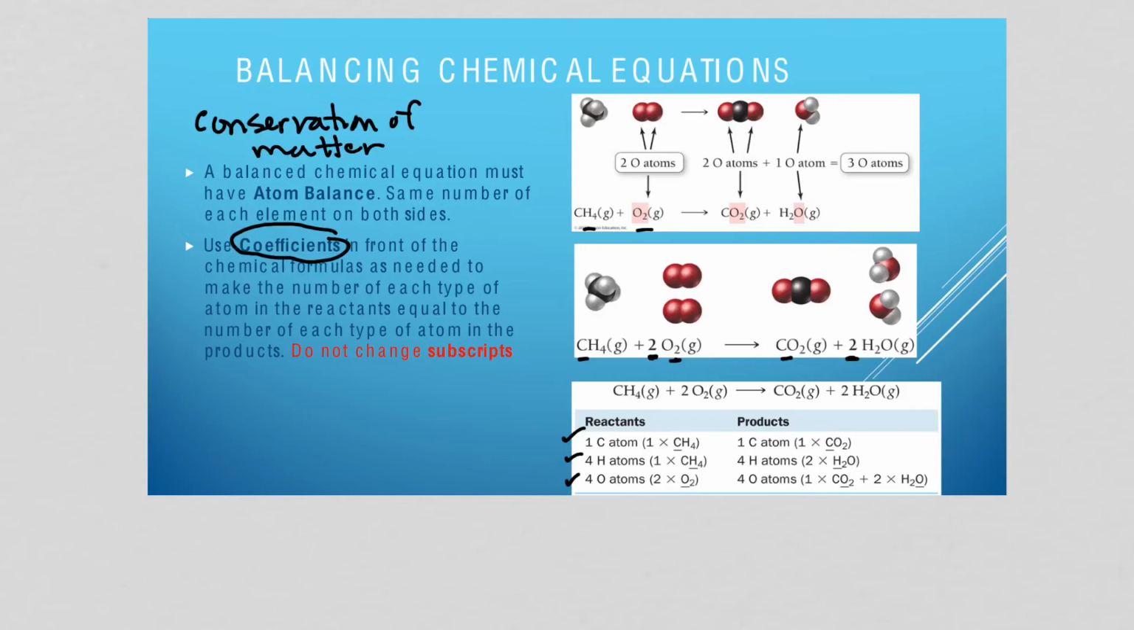And the one thing that I will point out here is that we only ever add coefficients, right? We do not change subscripts in order to balance an equation, because if we do that, that changes what the substances are, right? And we already know what the chemicals involved, the reactants and the products, are, so we never ever change the subscripts, only coefficients in the process of balancing an equation.